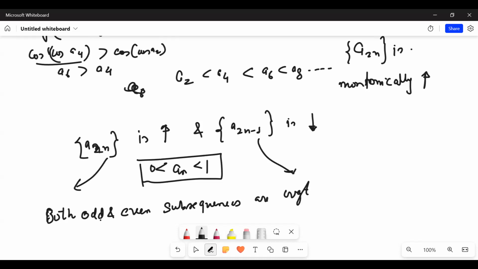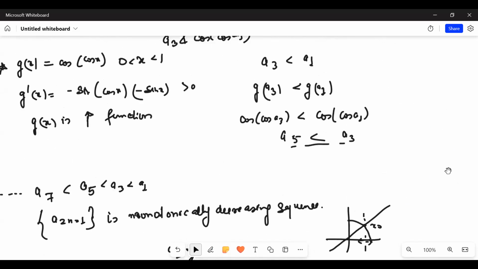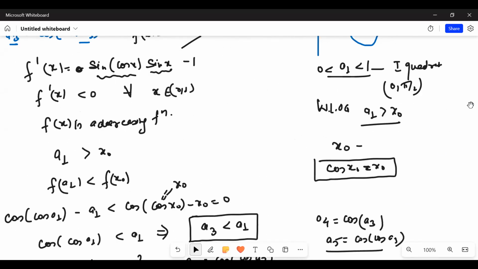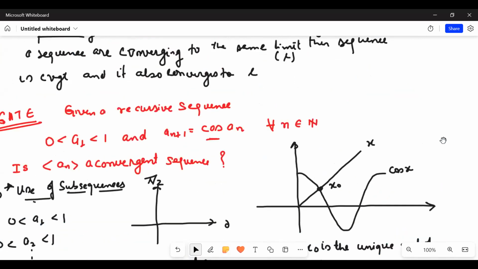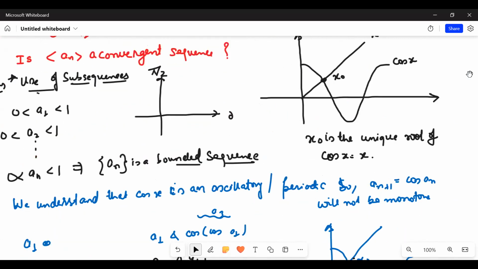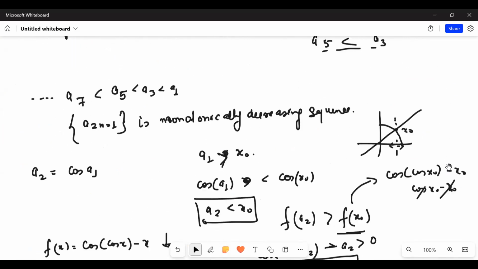And if I prove that these two odd and even subsequences converge to the same limit, then the sequence is convergent. This result I have written. I will prove it anytime later on. I have written this statement here. So if both the subsequences, that is odd and even, converge to the same limit L, then the sequence also converges to the same limit. And therefore, we can also prove that the sequence is convergent.